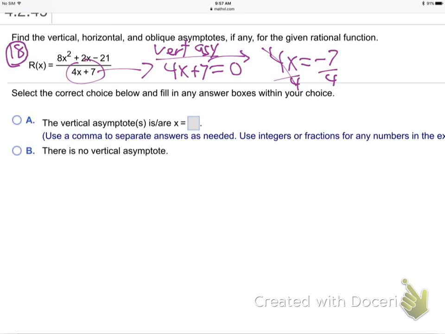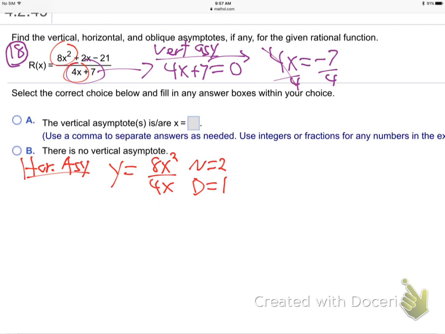Now, the horizontal will be the worst case scenario. So this is the hardest case here. Horizontal asymptote. So what do we do? Highest power in the top, highest power in the bottom. So we're talking about y equals 8x squared over 4x. Numerator power is 2. Denominator power is 1. Good so far? Case 1, remember, if they're equal, which they're not, it would just be y equals a over b. That's not what we have here.